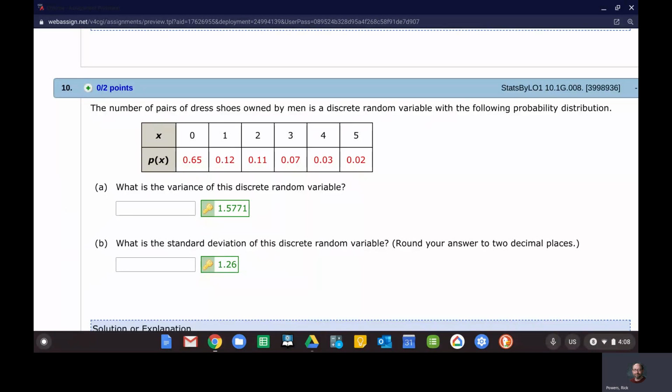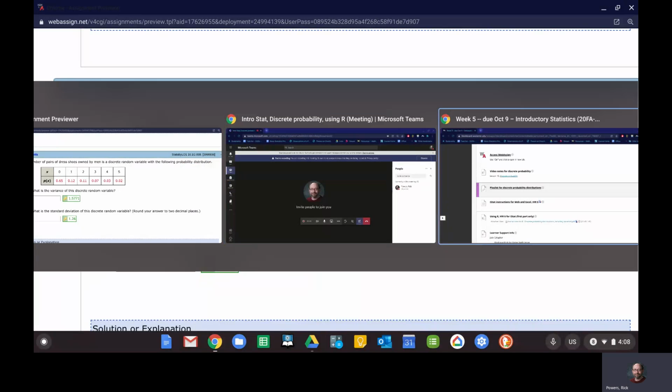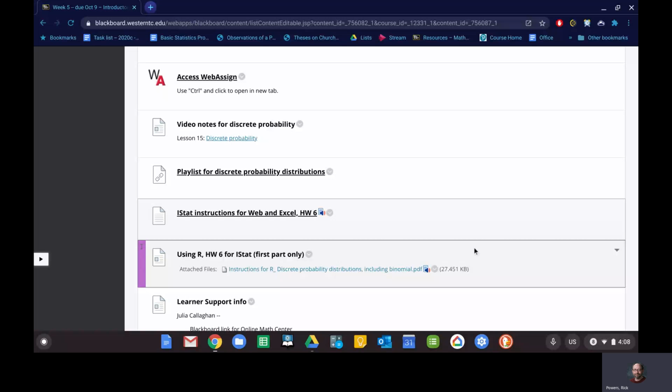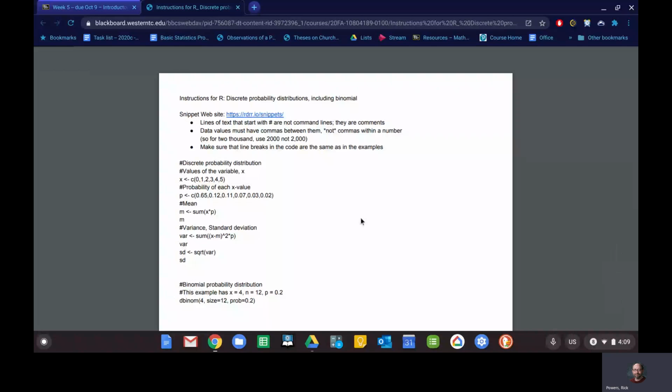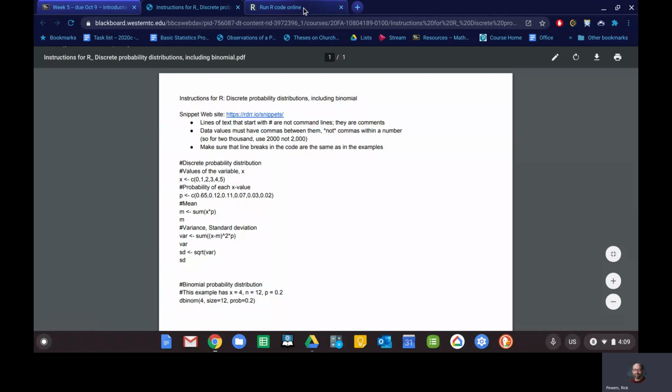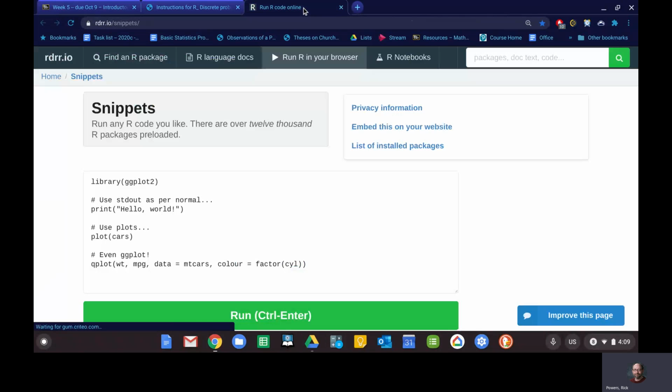So what we're going to do is take this problem and find these numbers that are listed here using the program R. So we go to using R, discrete probability distributions, click on that, and it has the snippet website. Now I'm going to do Control-click, and it will open up the snippet website. Website looks like this.